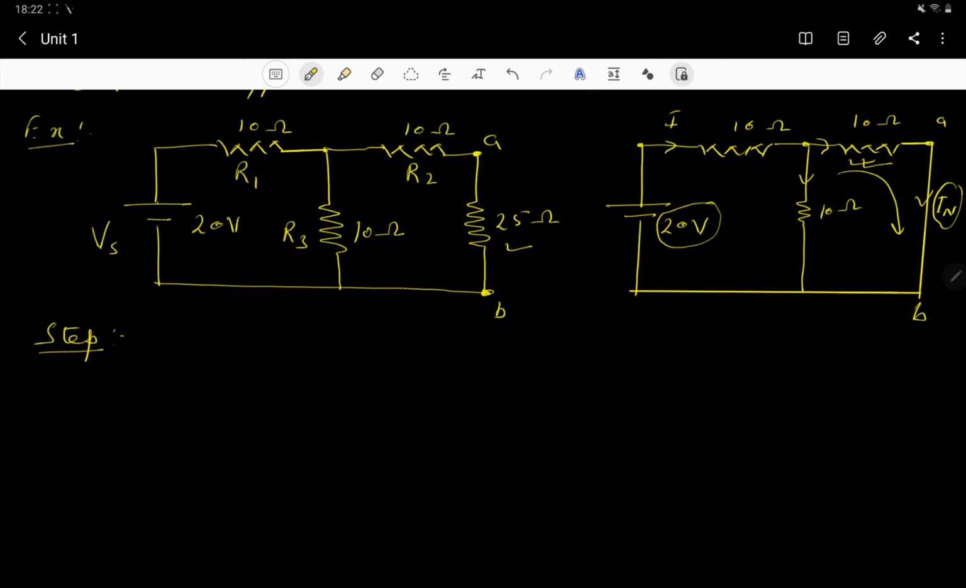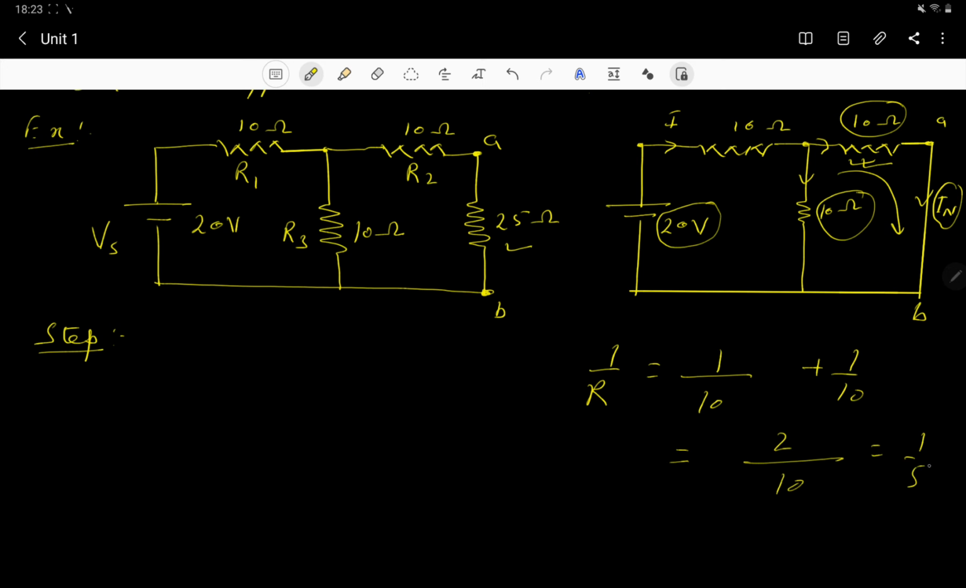So let's do that. First of all, we will find out the total current flowing through that, I. How will we calculate that? These two resistances are in parallel. So simply calculate 1 upon 10 plus 1 upon 10 is equal to 1 upon R. We are just doing the rough work. So 2 upon 10, so 1 by 5. So this resistance will become 5, and this resistance is in series with this resistance.